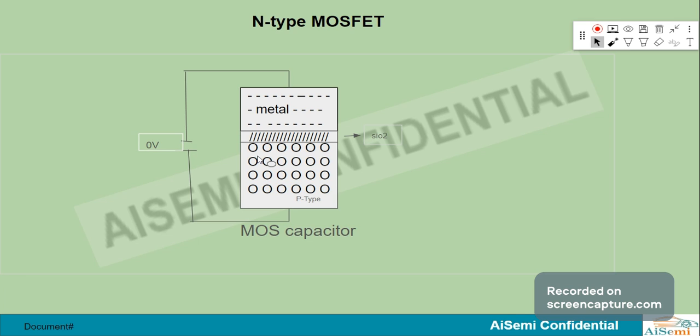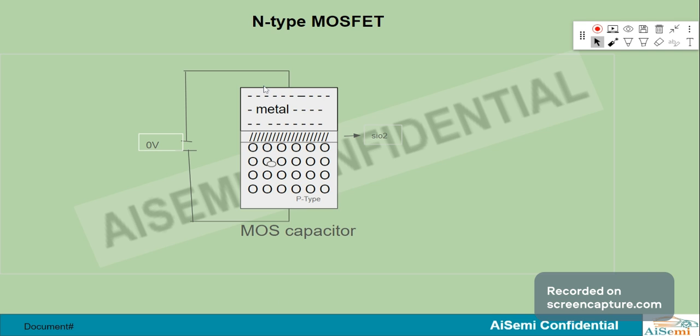Here this structure is known as MOS capacitor. What is MOS? MOS means metal oxide semiconductor capacitor. Here, the structure looks like a parallel plate capacitor, where one of the plates is the semiconductor and the other is the gate metallization. The insulator between the parallel plates is the oxide, which is silicon dioxide.